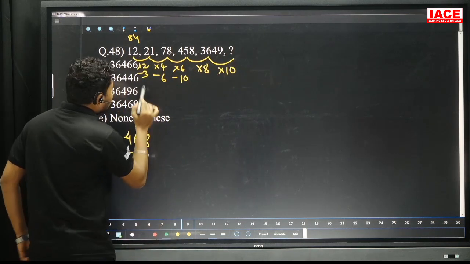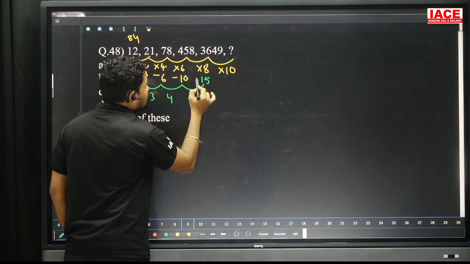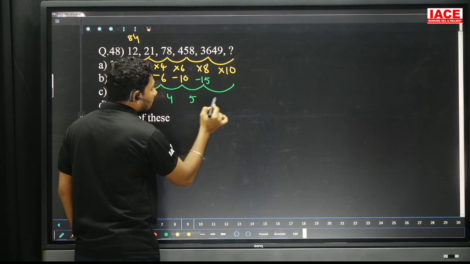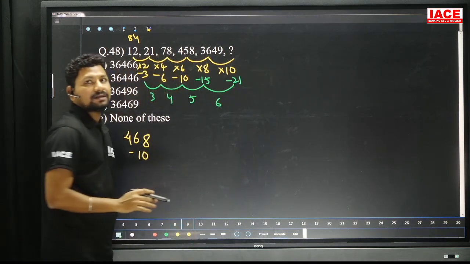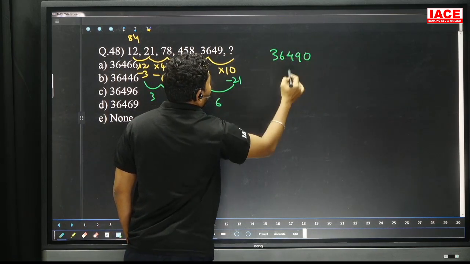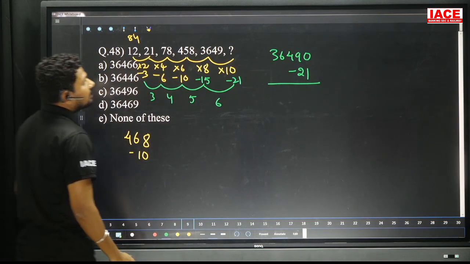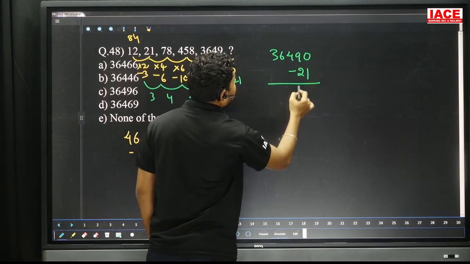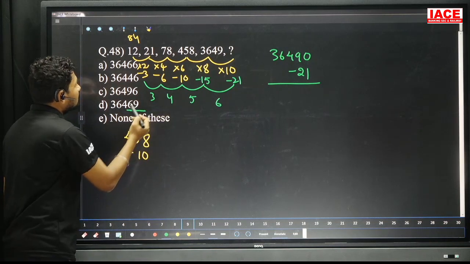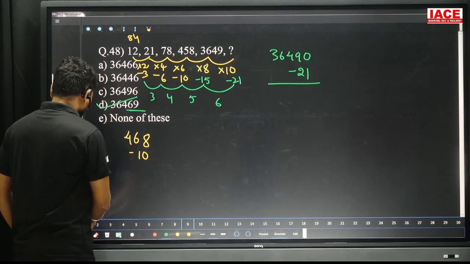Coming to the logic here, 3 became 6, 3 added. 6 became 10, 4 added. 10 became 15, 5 added. Next we add 3 plus 4 plus 5 plus 6, and we are removing 21 now. Yes, this is the logic for this number series. 3649 into 10 is 36490. From this we have to remove 21. So 36490 minus 21, the last digit is 69. Yes, 36,469 is our answer. Finally, the option is D here. And let's move to the next example.